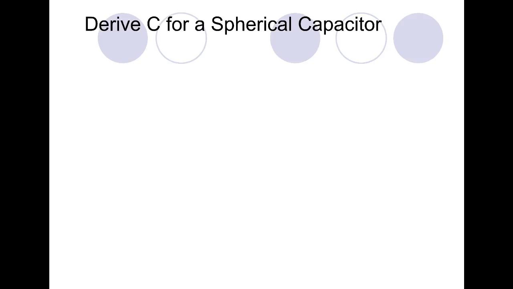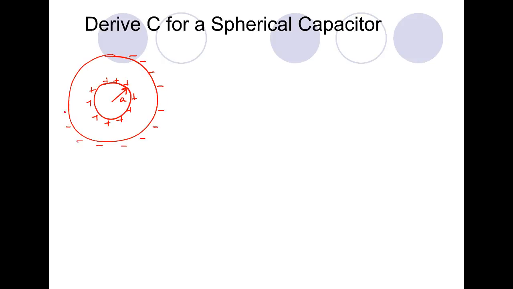Okay, so in real life you don't see this example very often, but a spherical capacitor would be an inner sphere of radius A, which contains positive charge, surrounded by an outer sphere of charge negative Q. So plus Q and minus Q, and this would have a radius of B.